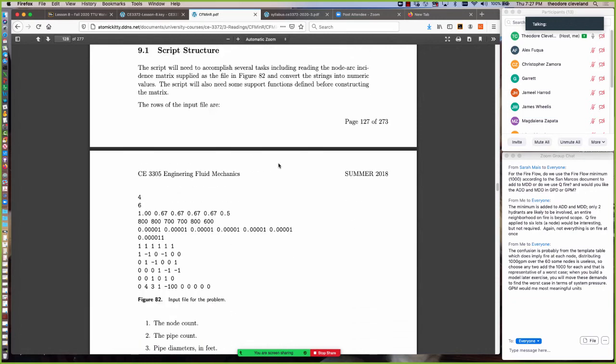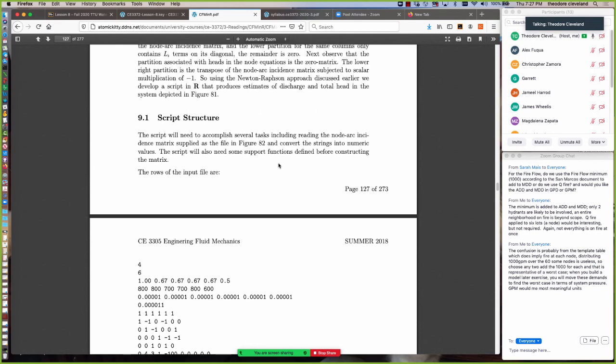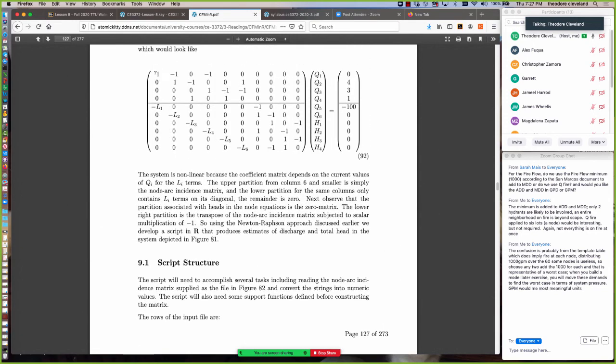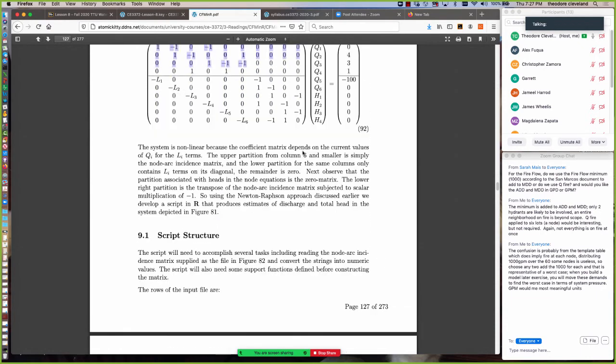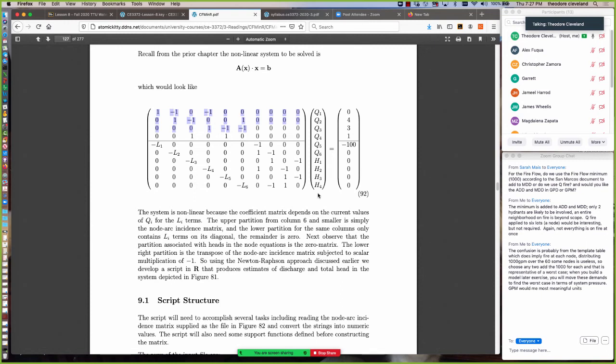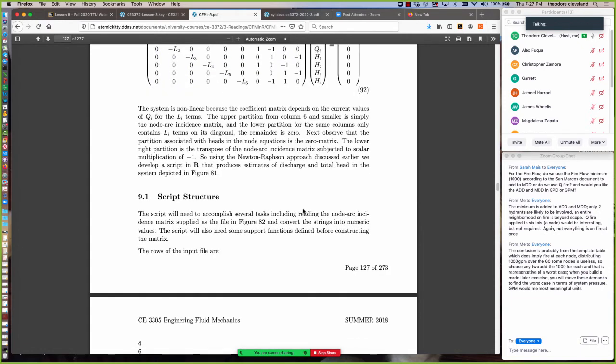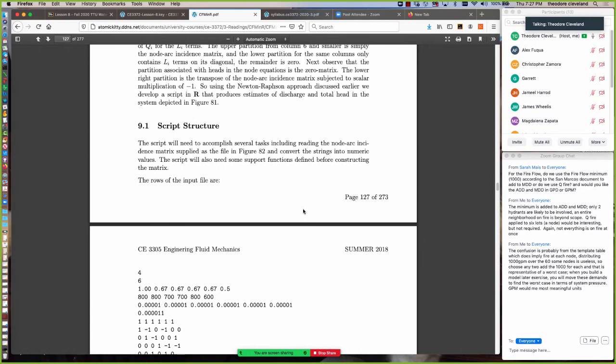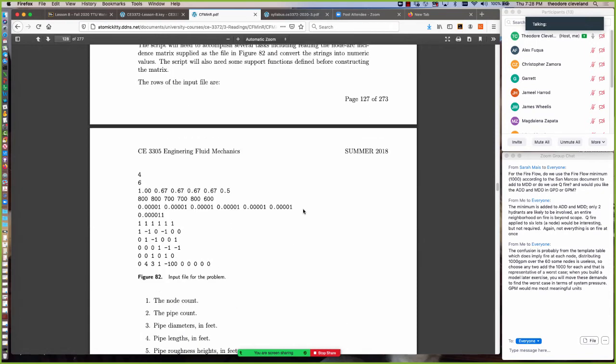So a script has to accomplish several tasks. It has to read the node-arc incidence matrix. So it has to have a way of getting that partition, and the rest we can build once we know that partition. It has to take an initial guess. We, the analysts, have to provide that. And that initial guess has the added bonus feature, it can't be 0. If we put a bunch of zeros in here, the algorithm cannot proceed, and yet it will still be wrong.